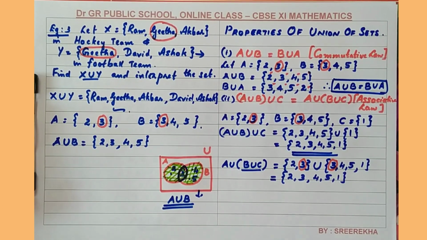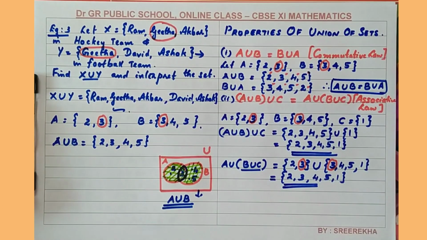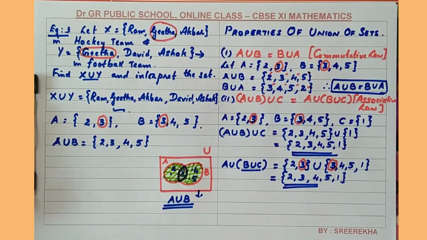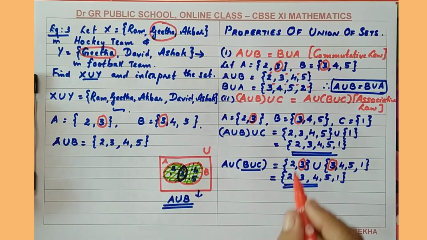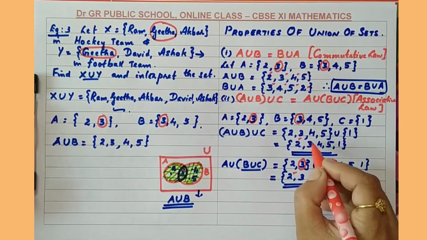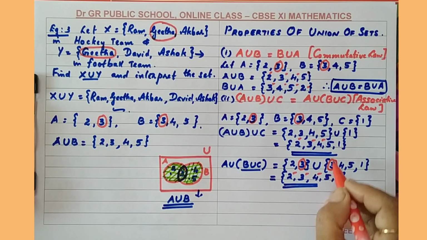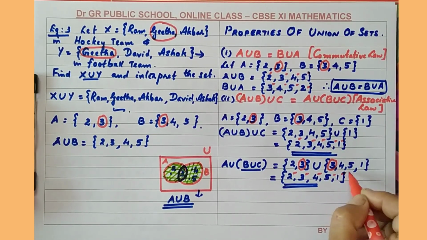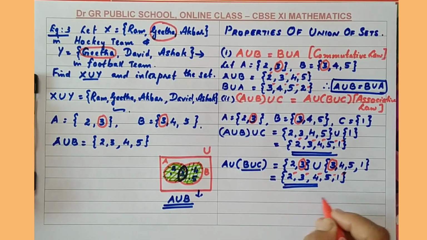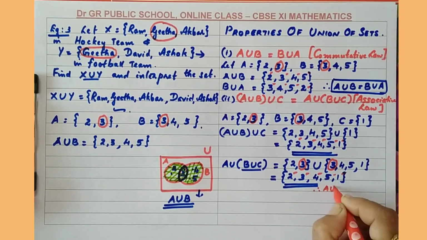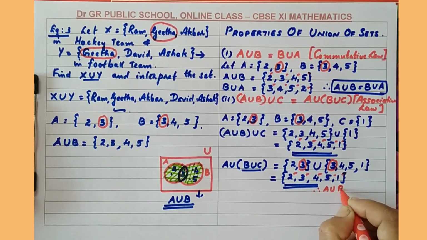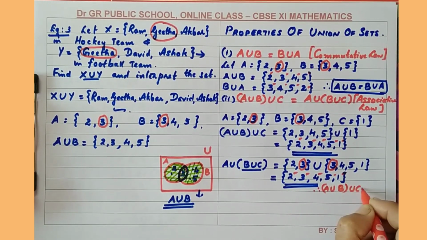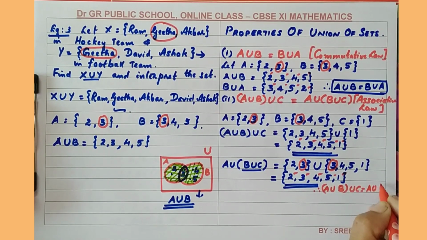Now you need to check whether these are the two sets obtained for you. Now you need to check whether they are same or not, irrespective of the order. 2 is in both the sets, 3, 4, 5 and 1, they are equal. So from this you can say that therefore (A union B) union C equals A union (B union C). This is the second property.